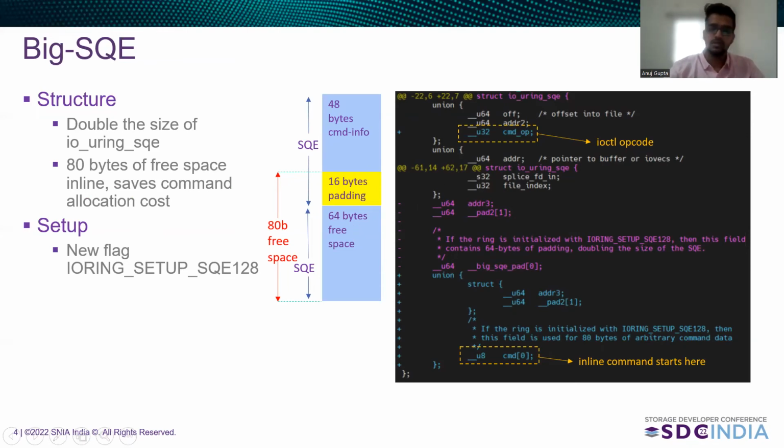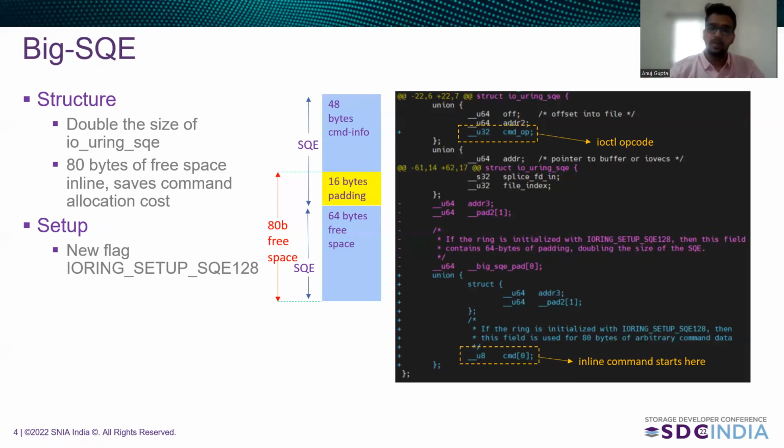Also, another thing to note here is that in a regular SQE, the last 16 bytes is nothing but padding. This means that the last 16 bytes of the first SQE combined with the 64 bytes of the second SQE is completely free. So this gives us 80 bytes of free space in a Big-SQE. Now we can use this free space to pass the passthrough command, and we will be able to save the allocation cost. At the same time, because the SQE is shared between the user and the kernel, there will be no copy from user overhead in this path.